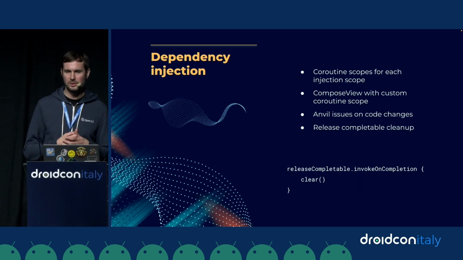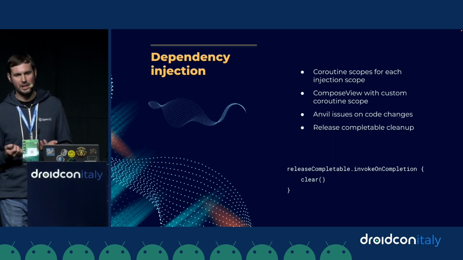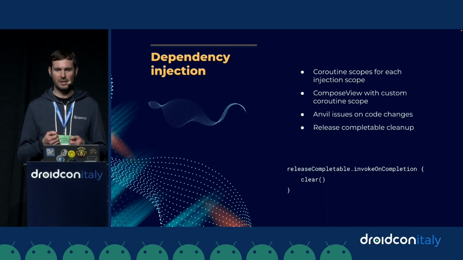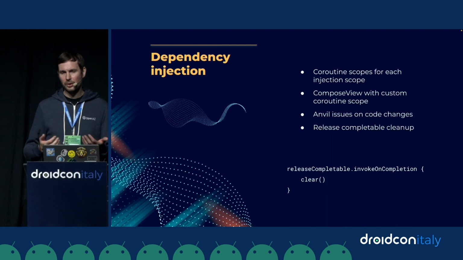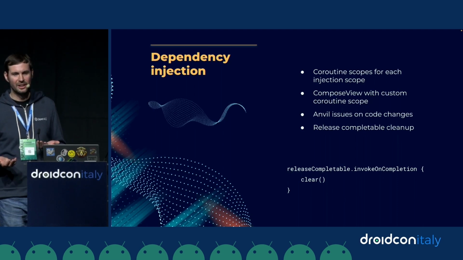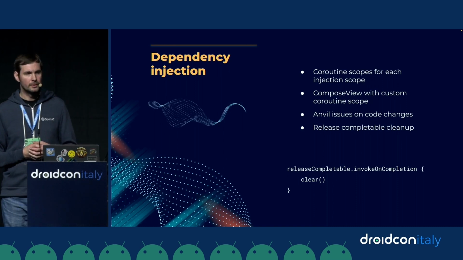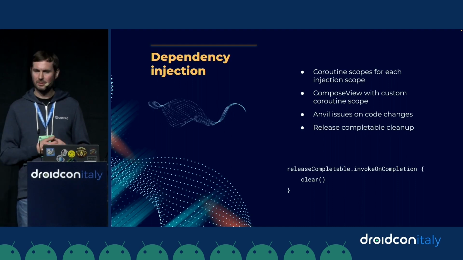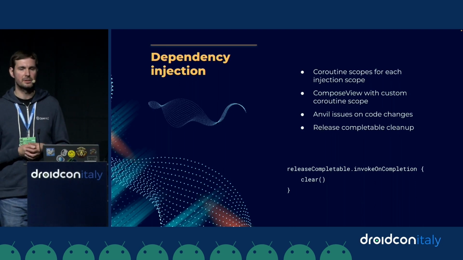It also applies to Compose. That's one of the unconventional things that we have. We actually create a separate Compose view with a custom coroutine scope that matches the injection that we inject into the ViewModel. That way we don't have race conditions. For example, when you log out and there's a screen transition, the old screen is not rendered anymore once the scope is destroyed. We had some issues with Anvil, where it wouldn't regenerate some code in some corner cases. But I think it's still worth it to avoid a lot of boilerplate in injection.